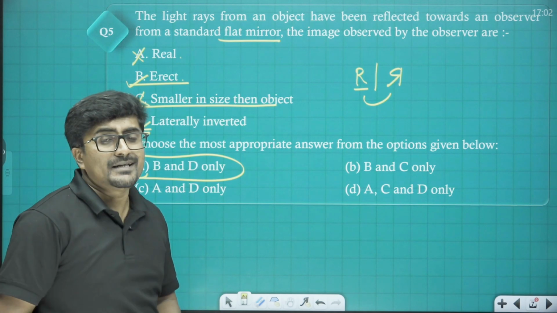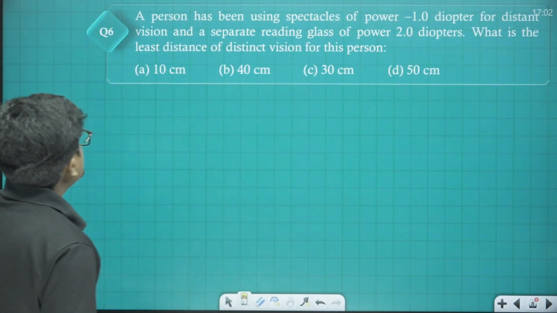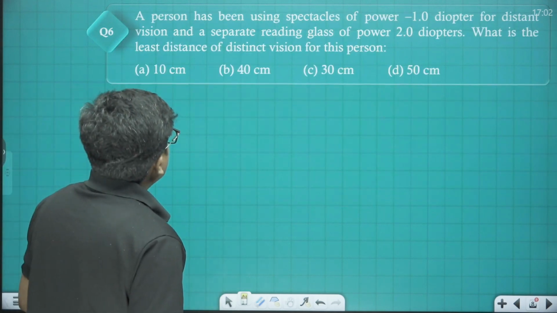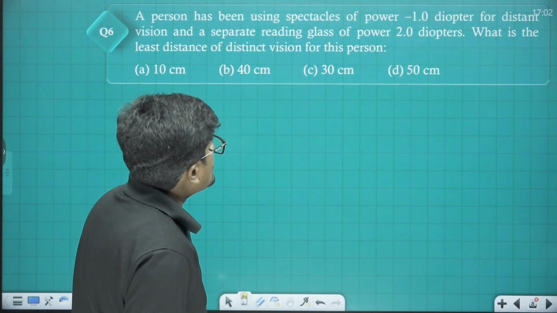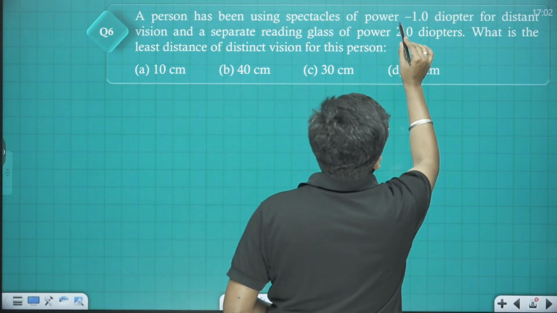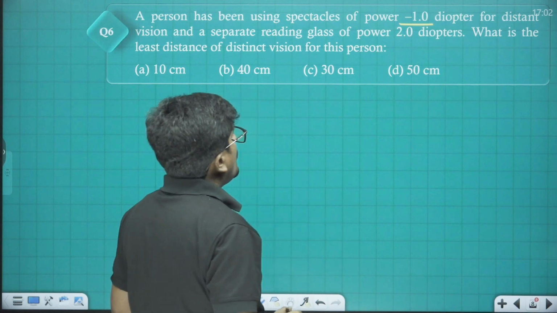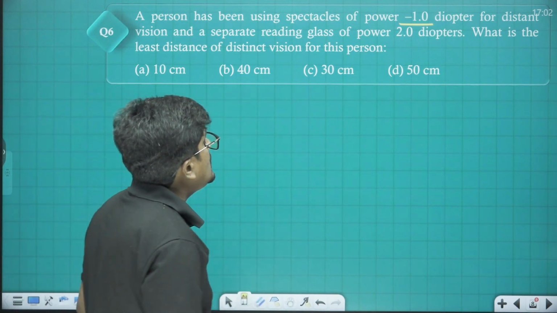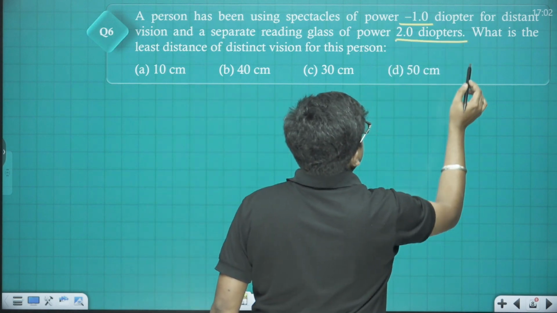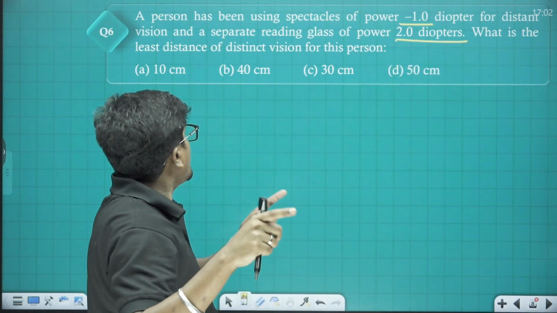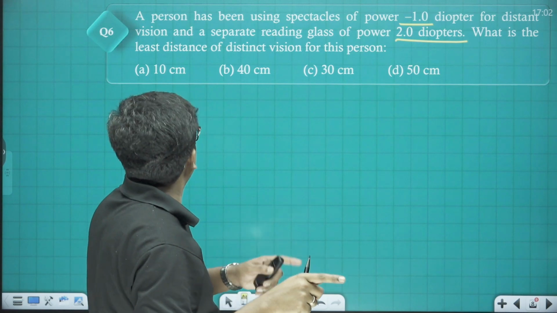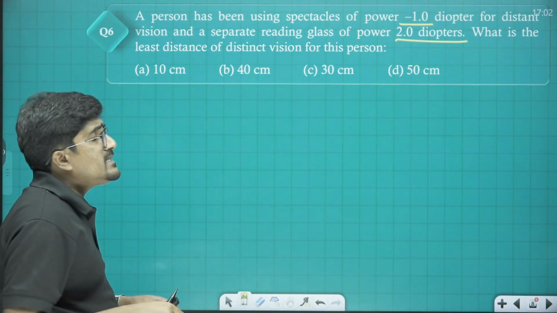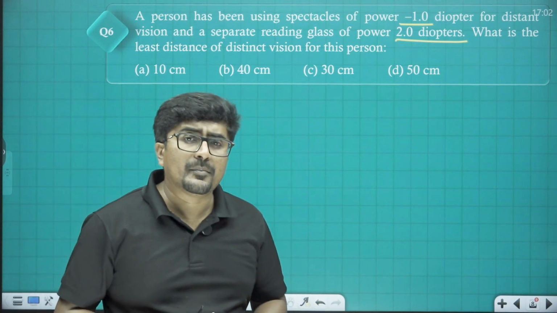Moving to the next, that is question number 6. Question 6 says, a person has been using a spectacle of power minus 1 diopter for distant vision and a separate reading glass of power 2 diopter. Okay, so the reading glass is of 2 diopter. What is the least distance of distinct vision for a healthy human being?